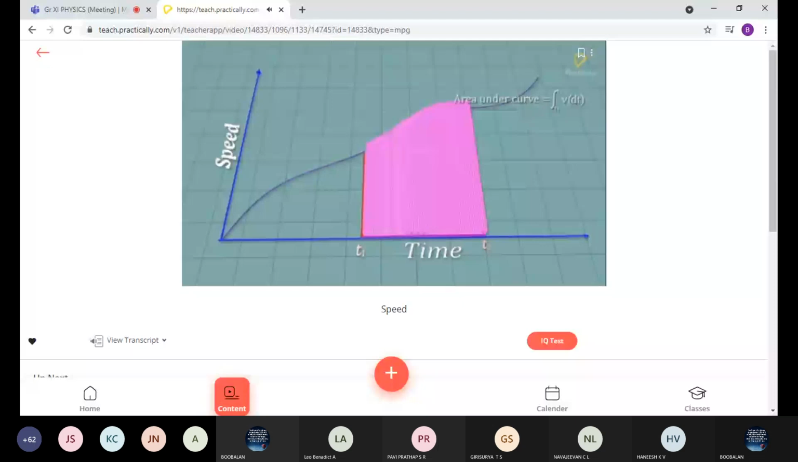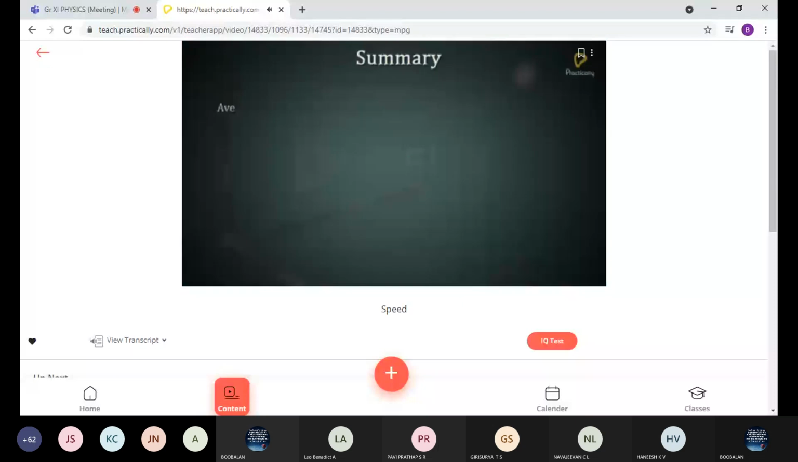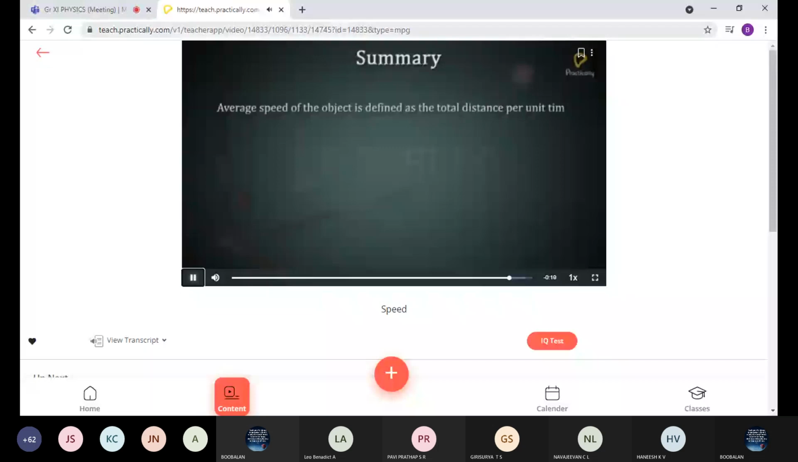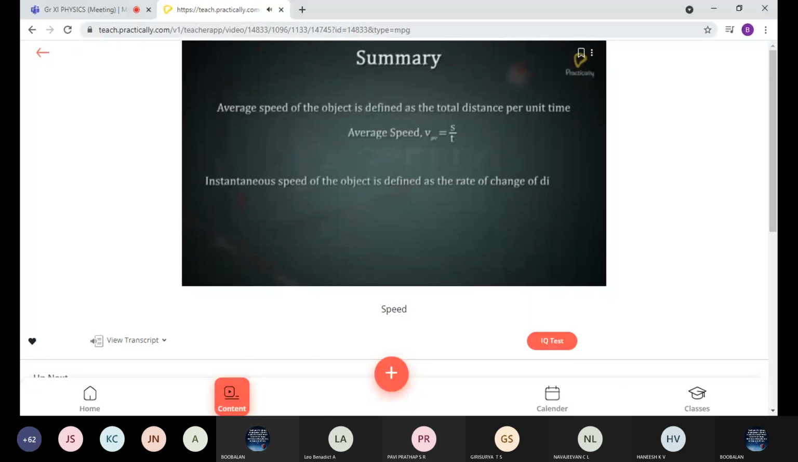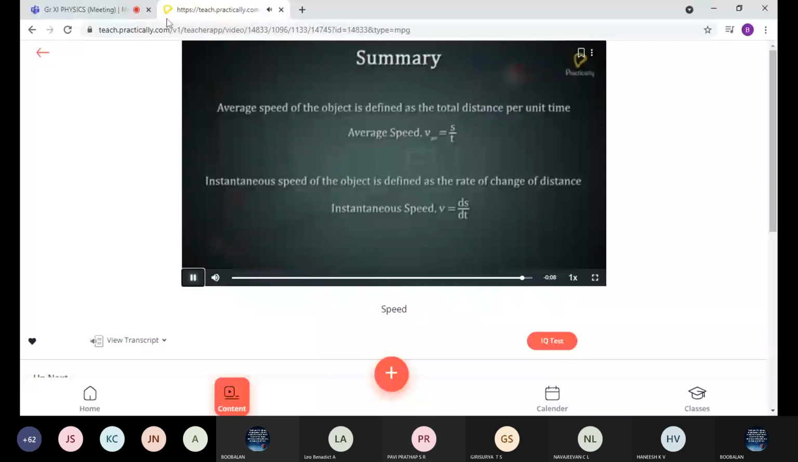Summary. Average speed of an object is defined as total distance traveled in unit time. Instantaneous speed of an object is defined as the rate of change of distance. Slope of the distance versus time graph gives instantaneous speed. Area under the speed-time graph gives distance.